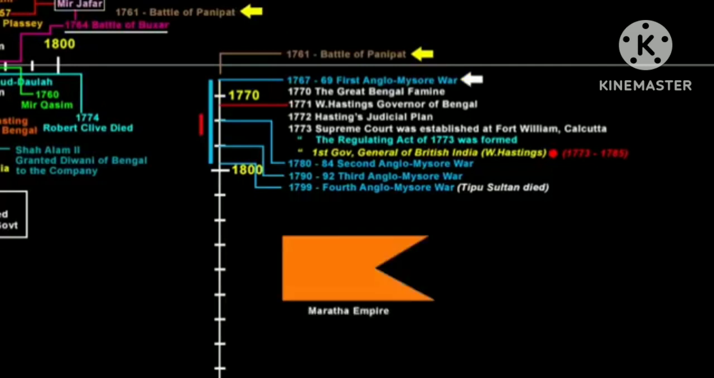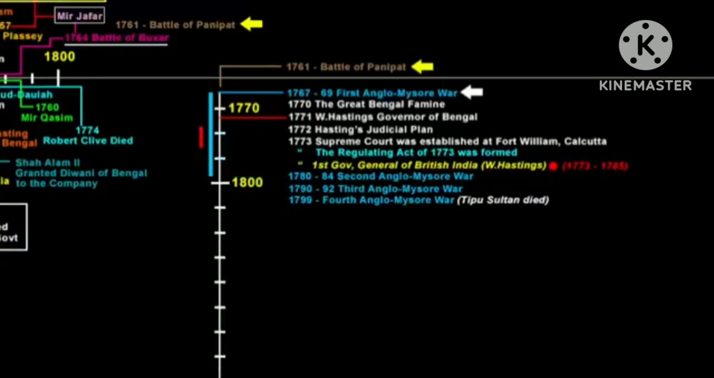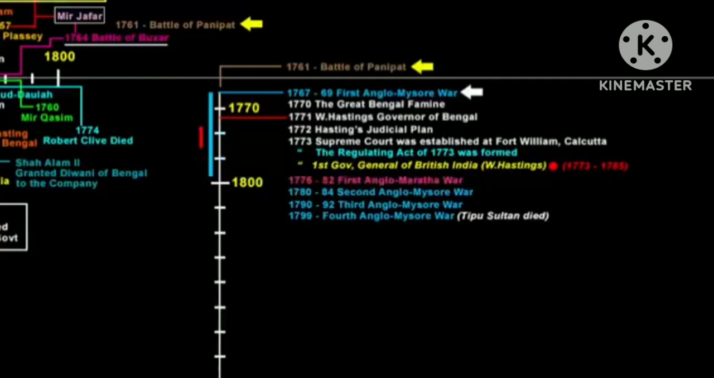So it is natural that they also had an eye on the Maratha Empire after their defeat in the 1761 Battle of Panipat. The company fought three wars against the Maratha Empire under the name Anglo-Maratha Wars. The first one took place in between 1775 to 1782.